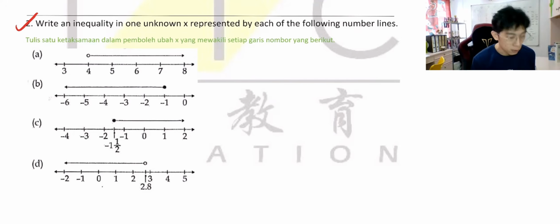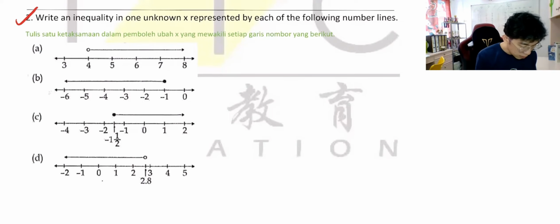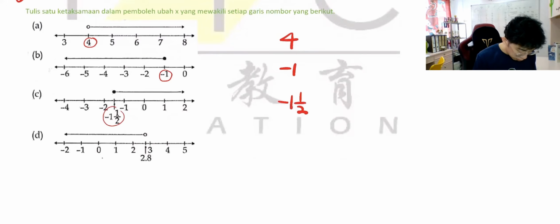Okay, now, everybody, this one is a reverse. So I'm going to write all the numbers out. You see, numbers, put the 4 there. Write all the numbers out first. -1. Oh, this one is different. You see? -1, 1/2. And this one, write all the numbers out first. 2.8. You see, very simple one.